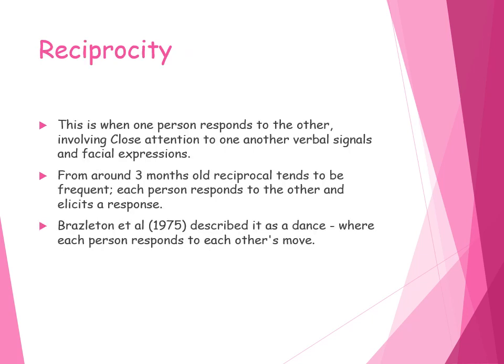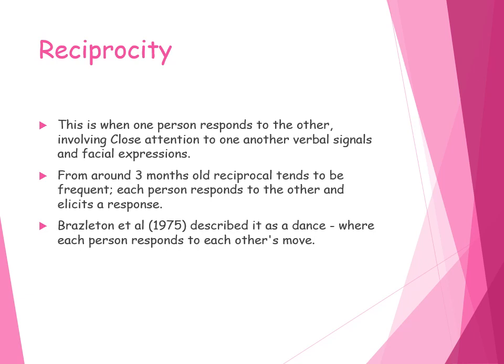Reciprocity is where they respond to each other's needs and signals. So it involves paying close attention to each other's verbal signals, non-verbal signals, facial expressions, and it's found from around 3 months old. Reciprocity tends to be frequent, and each person responds to the other and elicits a response, and it's described as more of a dance where one person responds to each other's moves. So instead of mirroring each other's behaviours, they respond.